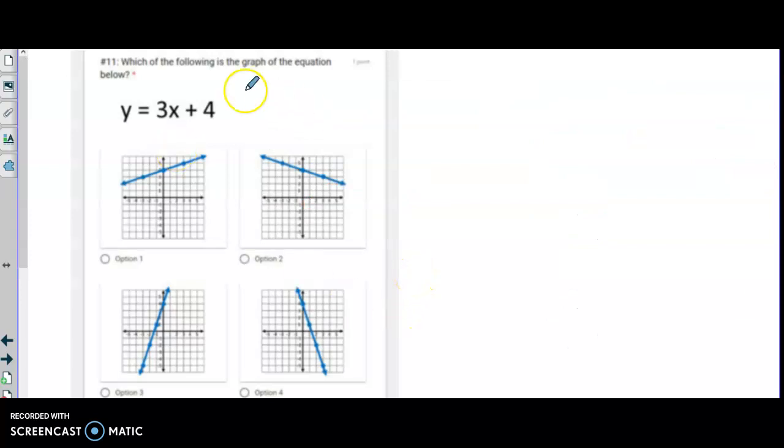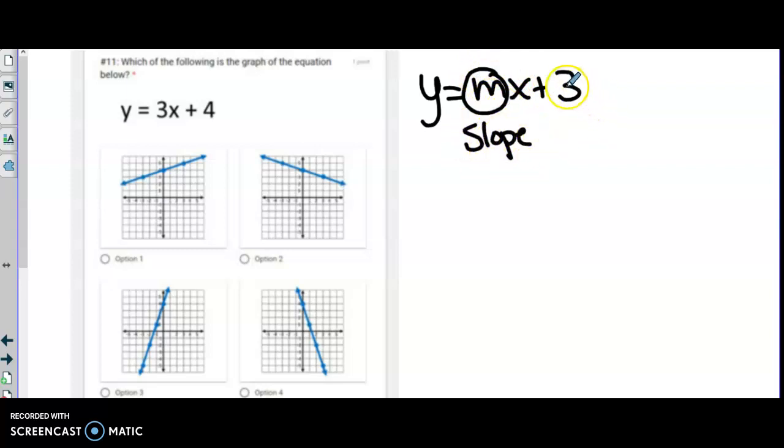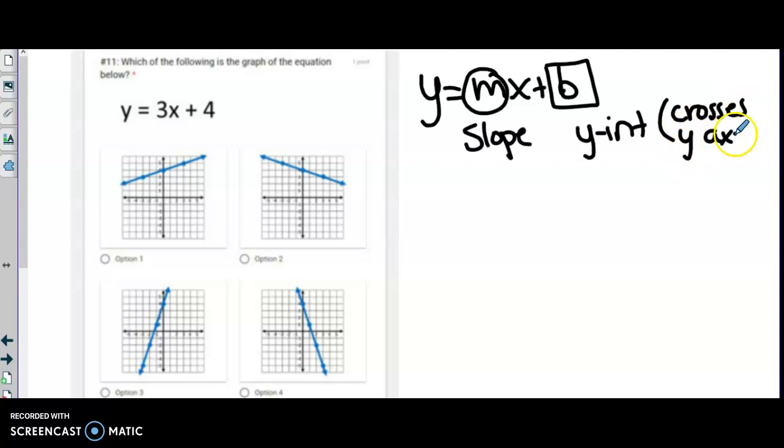Which of the following is the graph of the equation? Okay, so this is where we said we were going to talk about the slope-intercept form. If you have an equation that follows this form, y equals mx plus b, m, the coefficient with x, is going to be the slope. And this is supposed to say b. I don't know why I put a 3. It's supposed to be y equals mx plus b. The b is always your y-intercept, and your y-intercept is just wherever the graph crosses the y-axis.